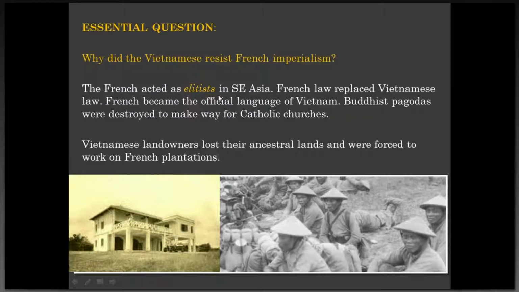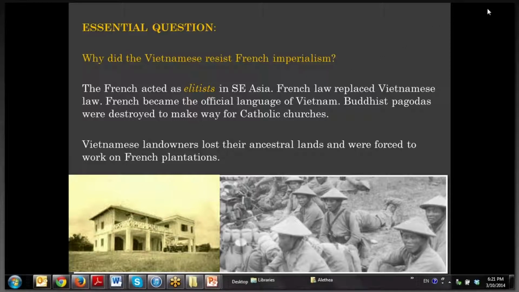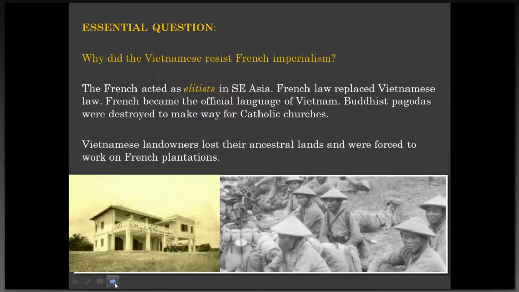Well, the French acted as elitists in Southeast Asia. French law replaced Vietnamese law. French became the official language of Vietnam. Buddhist pagodas were destroyed to make way for Catholic churches. Vietnamese landlords lost their ancestral lands and were forced to work on French plantations.